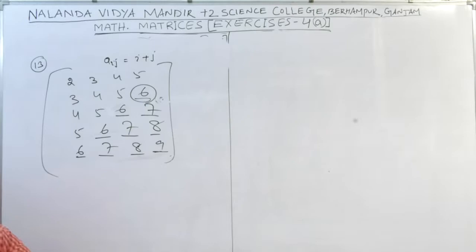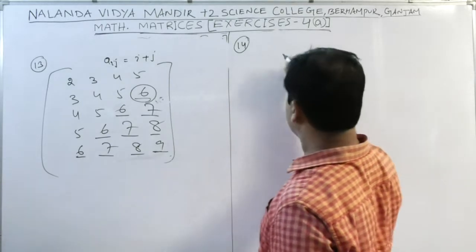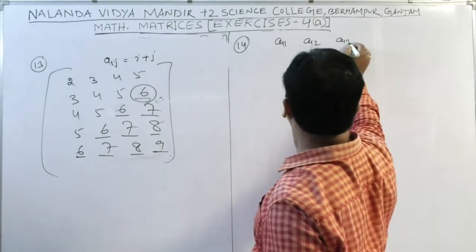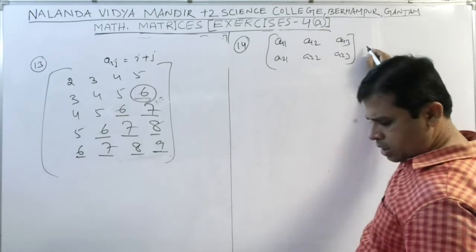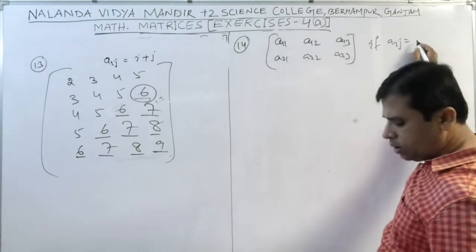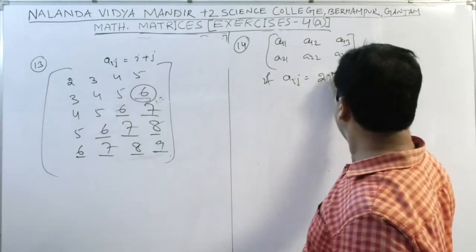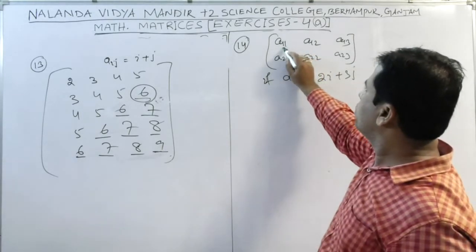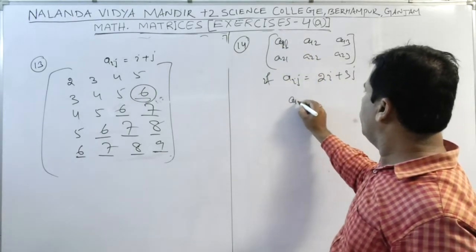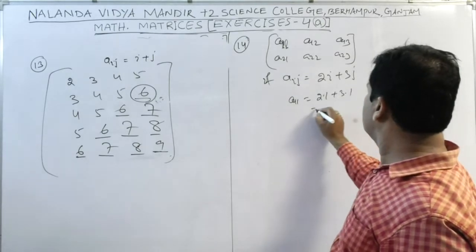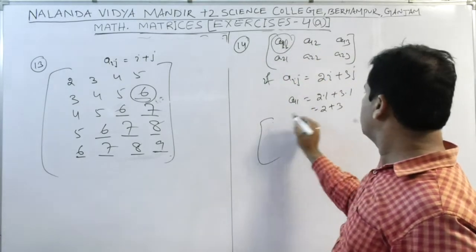Okay, now 14 number, write down the matrices A11, A12, A13, A21, A22, A23. Okay, the given condition is Aij is equal to 2i plus 3j. This is our first row, first column. Value of i is 1, j is 1. If we put i is equal to 1, j is equal to 1, A11 is equal to 2 into 1 plus 3 into 1. This is equal to 2 into 1, 2 plus 3. That is equal to, A11 is equal to 2 plus 3, 5.